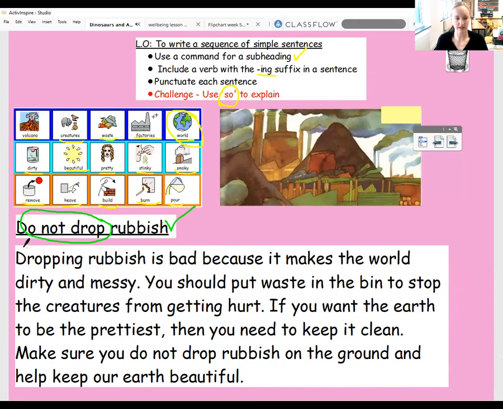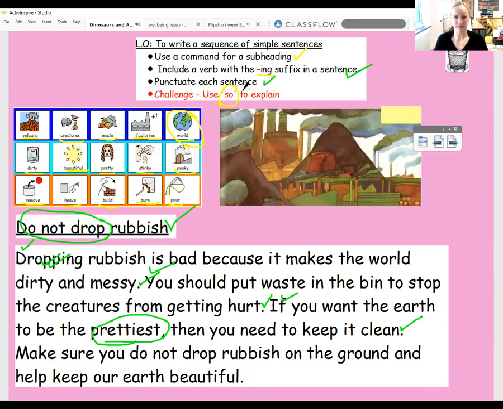So let's read the first sentence. It's got a capital letter and a full stop, which is a great start. Dropping rubbish is bad because it makes the world dirty and messy. So here I've got dropping, so I've done that one as well. You should put waste in the bin to stop the creatures from getting hurt. Great, I've punctuated there. If you want the earth to be the prettiest, I've got my superlative there, then you need to keep it clean. Make sure you do not drop rubbish on the ground and help keep our earth beautiful.